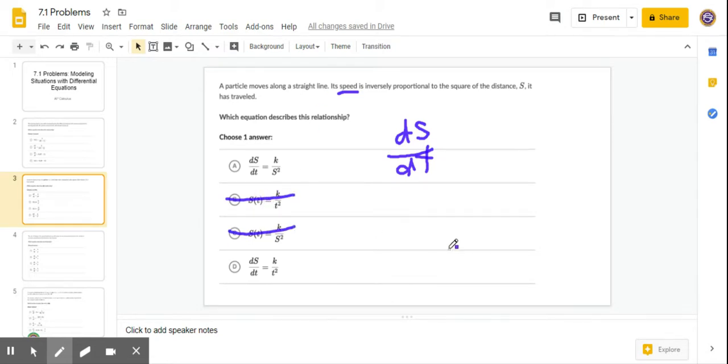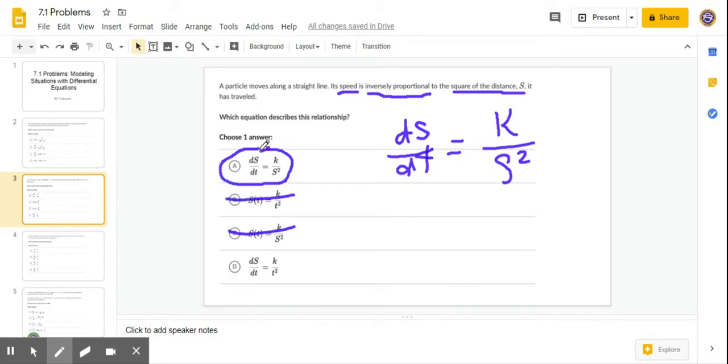So ds/dt is inversely proportional to. So inversely proportional means it's the one with the fraction. So it's going to be k over something. So it's inversely proportional to the square of the distance, meaning s squared. So that leaves us with A. And that's it for that one.